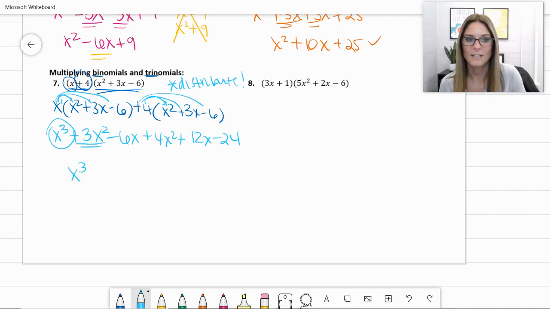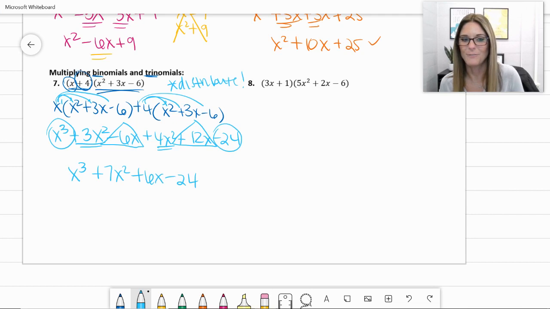I'm going to look now for x squared terms. We've got 3x squared and 4x squared makes 7x squared. I have a negative 6x that I could also combine with 12x to give us positive 6x. And do not forget your constant, negative 24. Final answer. We're going to do the same thing, number 8.